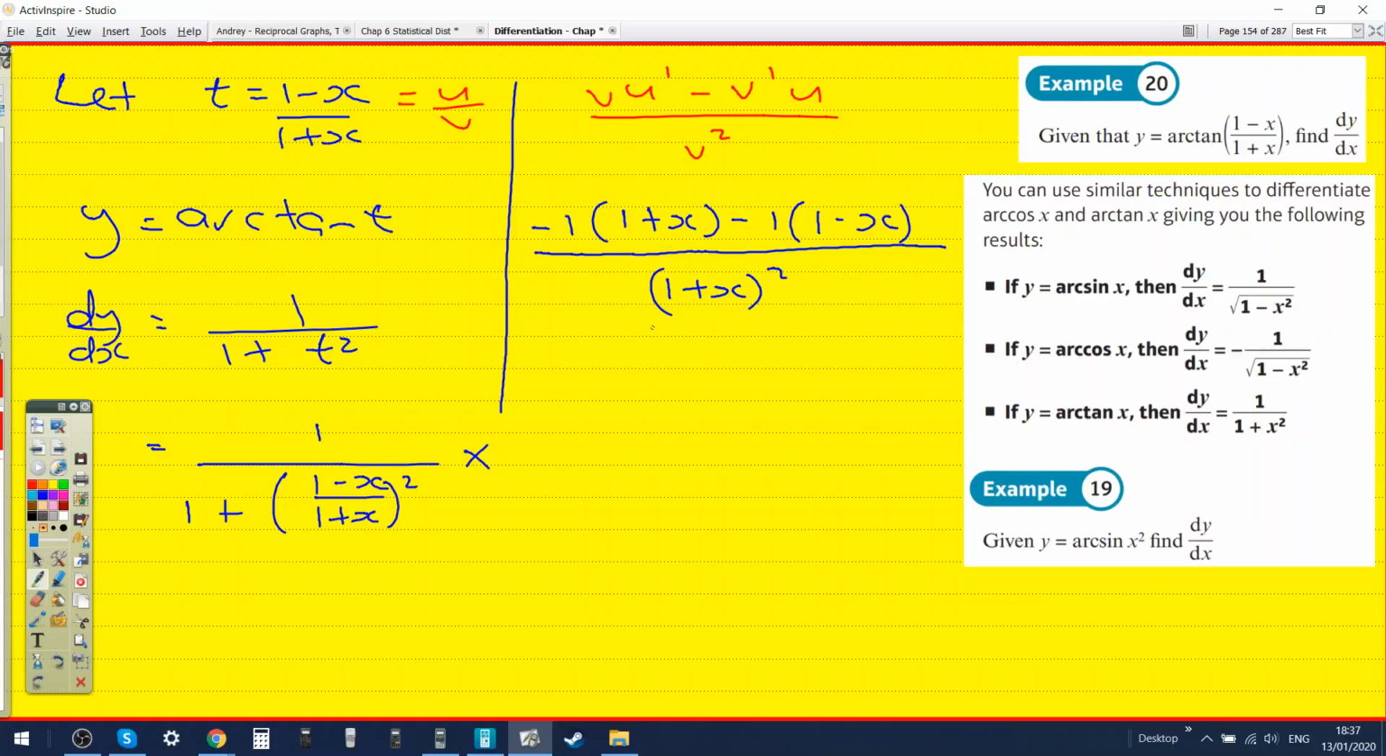Okay. So it would be minus 1 plus minus x, minus 1 plus x. And then over, will we expand that now? No. So then (1 plus x) squared. Would you factorize the top or just leave it as is? What does it become when you simplify it? Simplify the top. It becomes minus 2 over (1 plus x) squared.